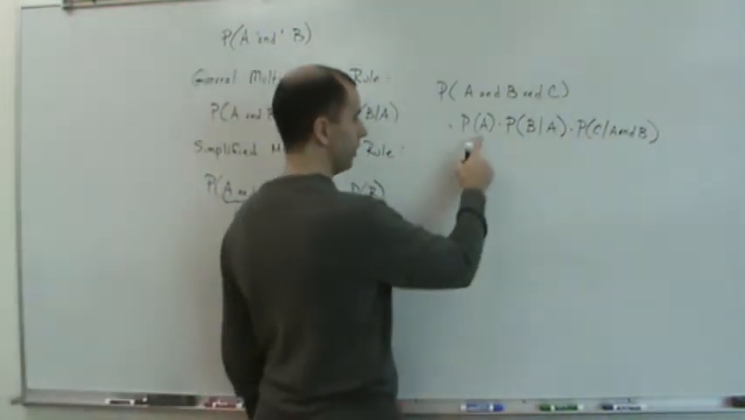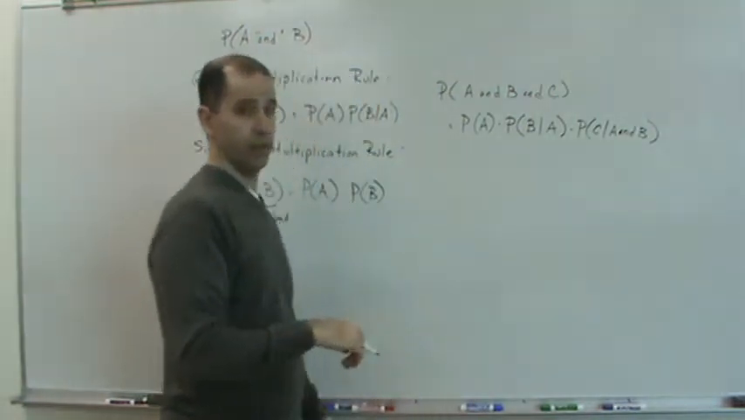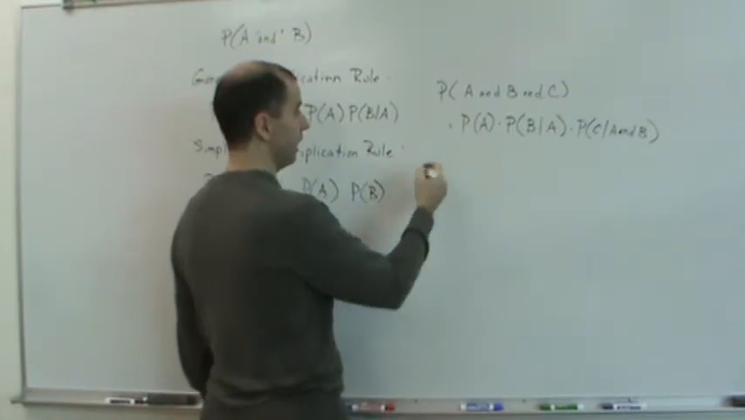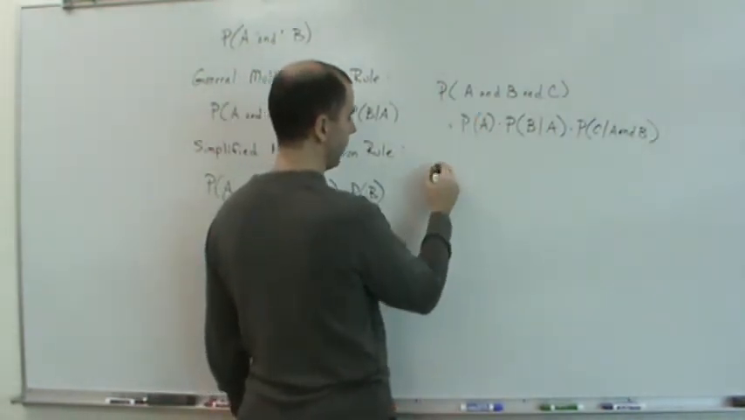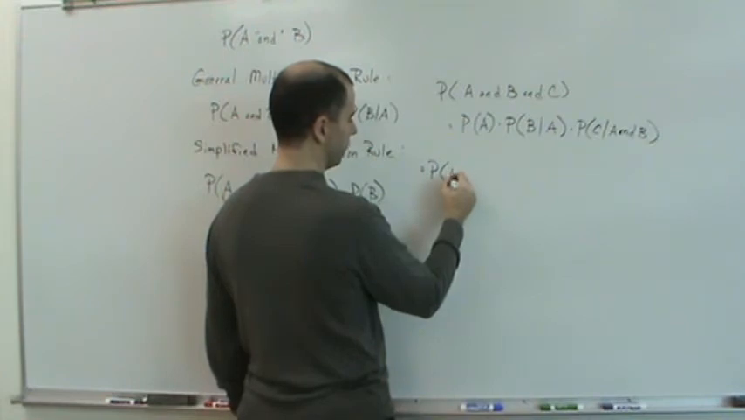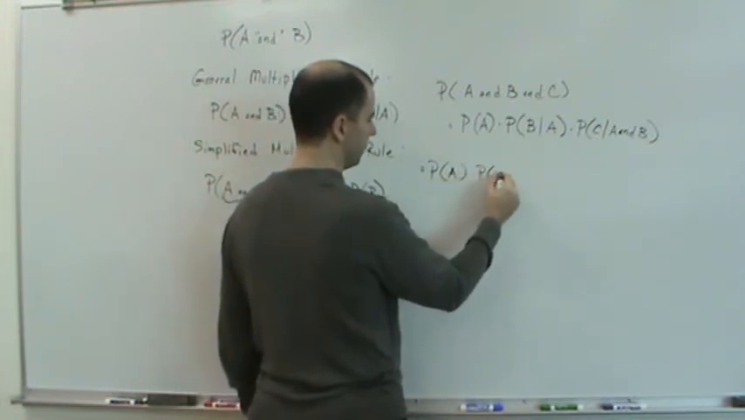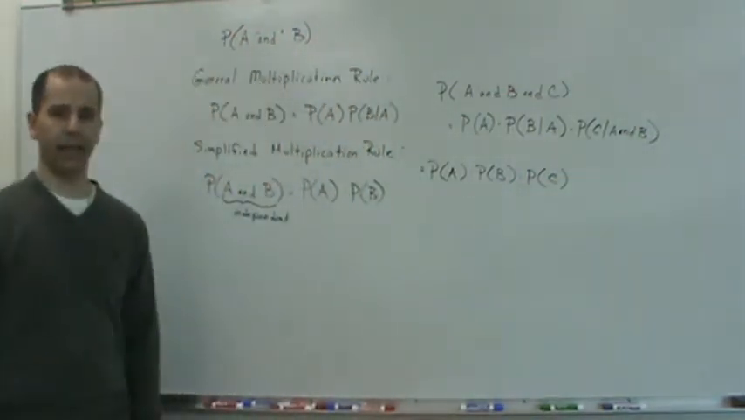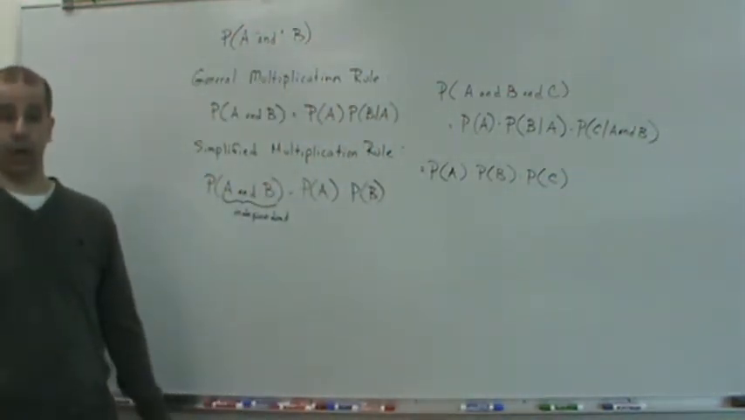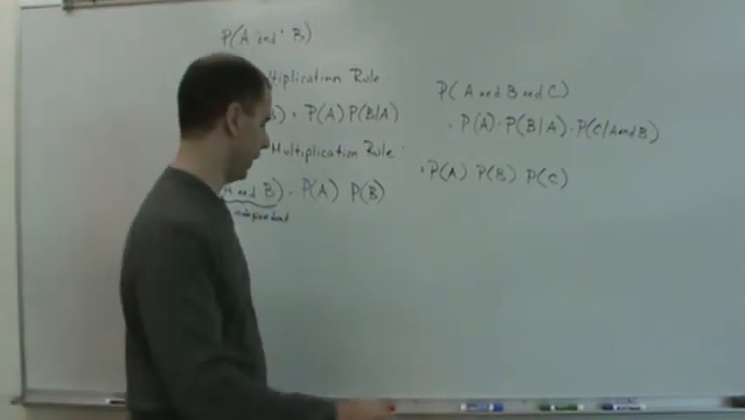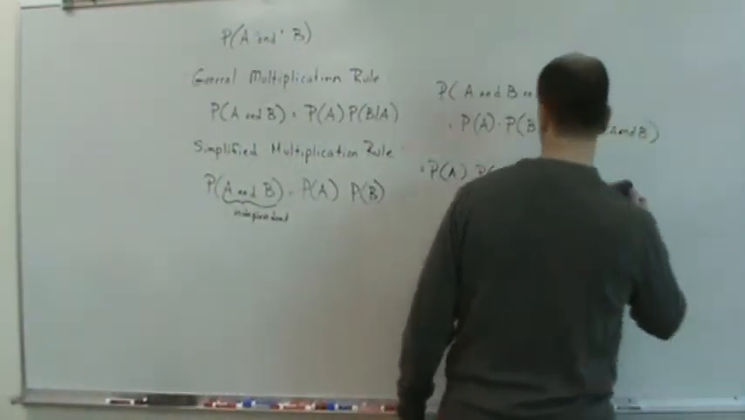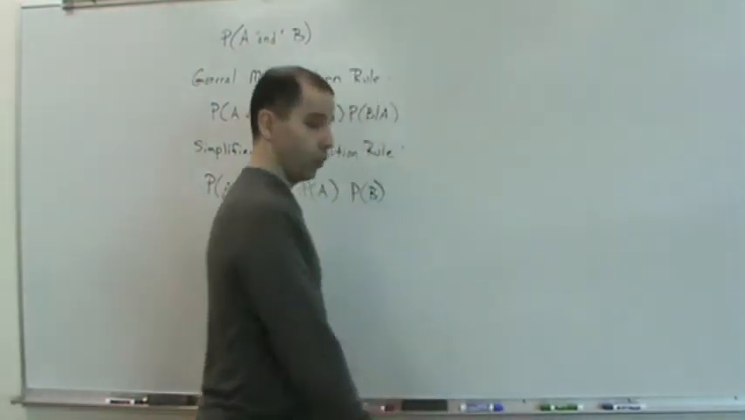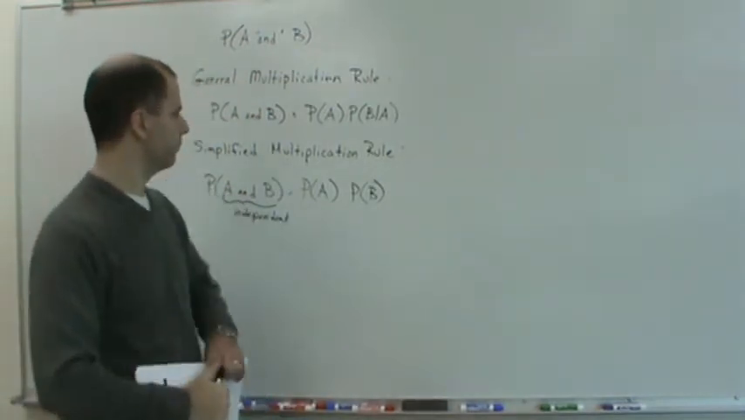Once we look at these, we can just go ahead and apply the definition of conditional probability here. But again, if they're independent, then it just becomes the probability of A times the probability of B times the probability of C. So again, it can be applied to more than two events, and likewise with the addition rule as well.